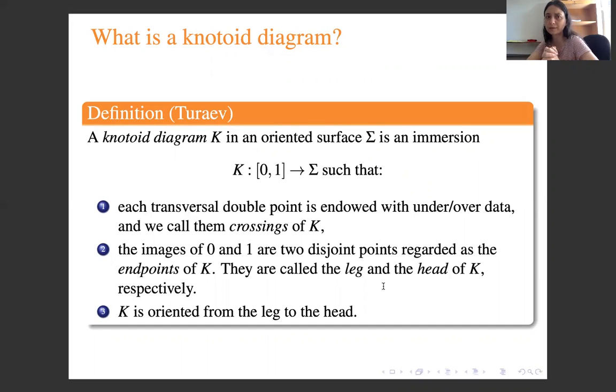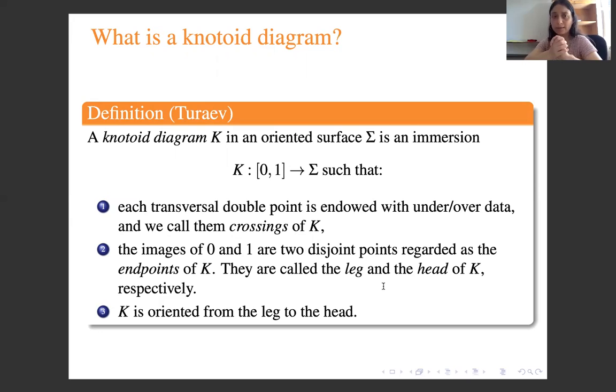A knotoid diagram, K in an oriented surface sigma, is a generic immersion of the unit interval into the surface sigma. And by generic immersion, we mean that the mapping K has only a finite number of transversal double points. And we endow each double point with some under or over data, and we call them crossings of K, just as we do for knot diagrams.